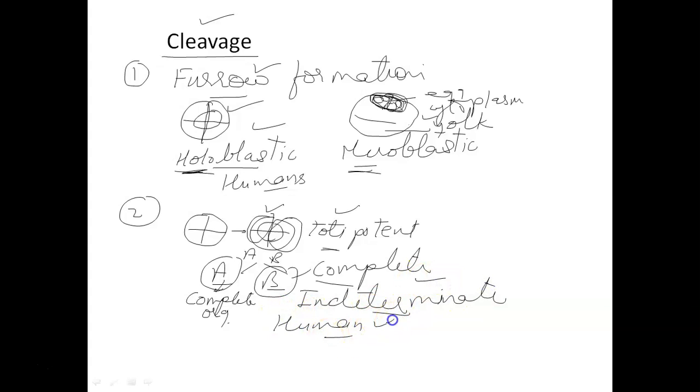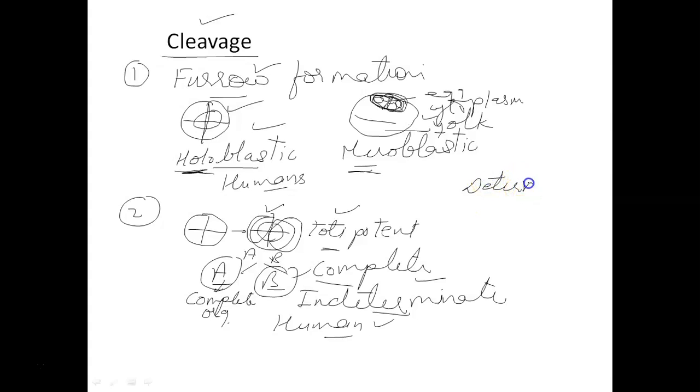Up to the blastula stage, even before gastrulation, when organogenesis has not occurred, the cells present are totipotent. You must have heard the term stem cells. So in humans, it is indeterminate. If the early embryo is broken down, all the cells have the capability to form the complete organism. Opposite to that is the determinate type.